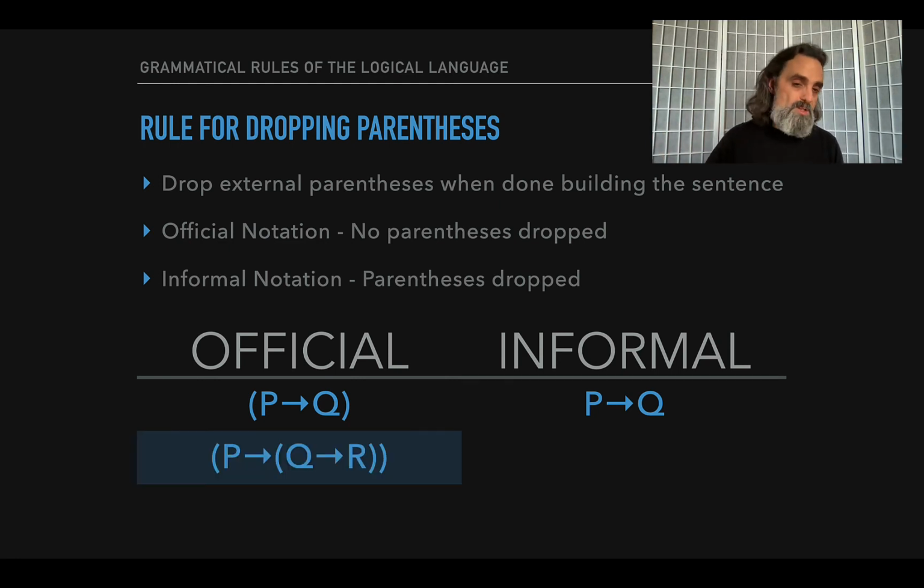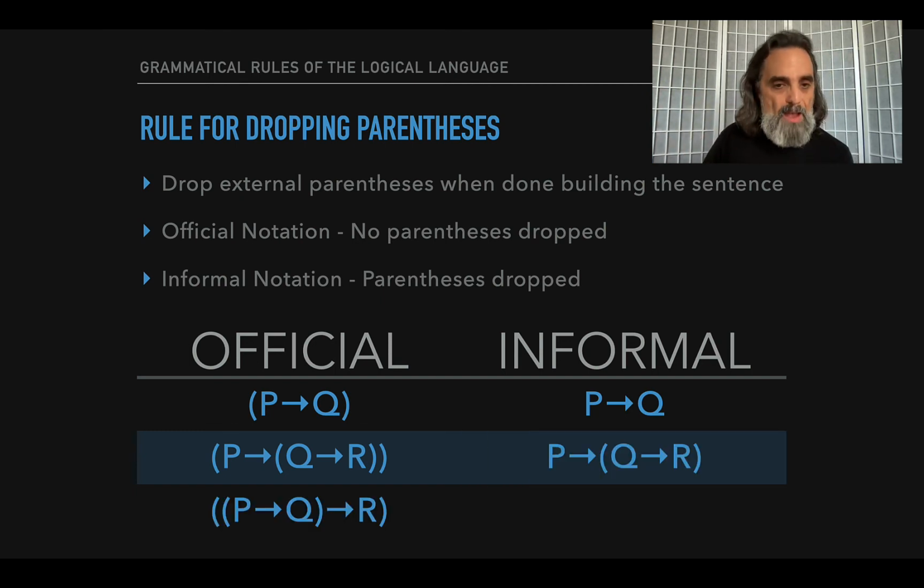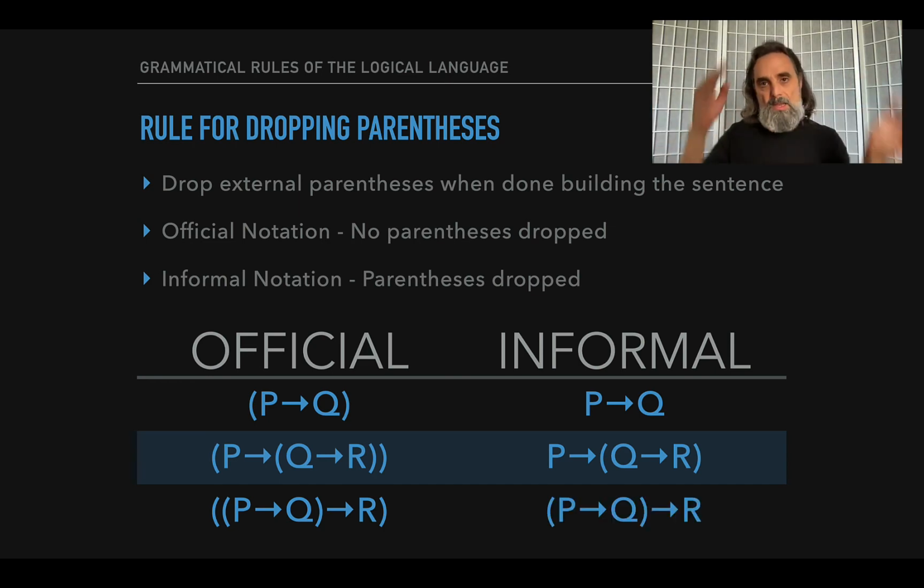Or we could have said, okay, let's take Q and R, put the arrow between them, parentheses around them, and once we have that, let's take P and put an arrow between P and the complex sentence, and then put parentheses around the whole thing. So if P, then, if Q, then R. Okay, good. So it's official. It's got all those parentheses. Informal lets us drop the outside pair. And we could do it the other way around. We had if P, then Q, then R, and we can drop the external pair of parentheses.